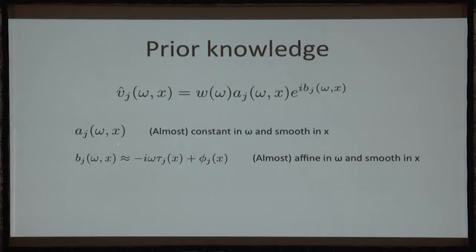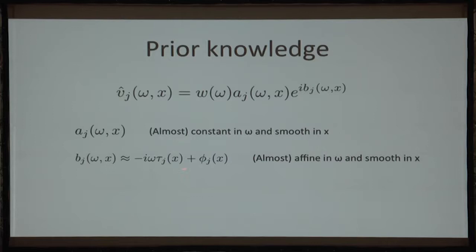How about phase? For an individual event, we know the phase of this event is determined by the arrival time of this event and the phase rotation of this event with respect to the source wavelet. So if we do that, we can see the phase term is almost a linear function of omega and a smooth function of x.